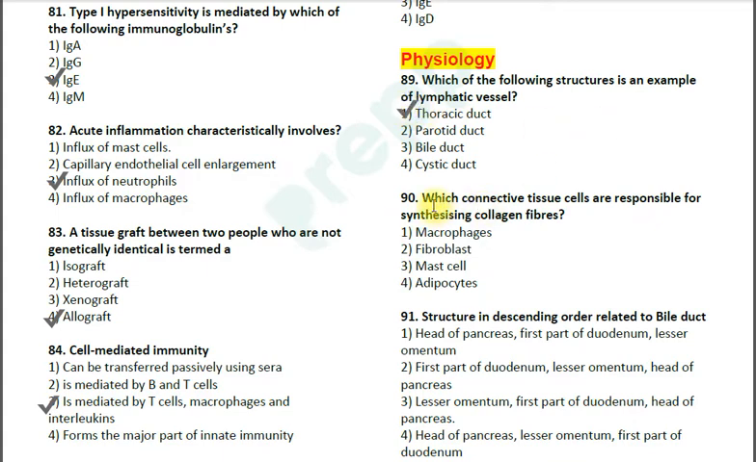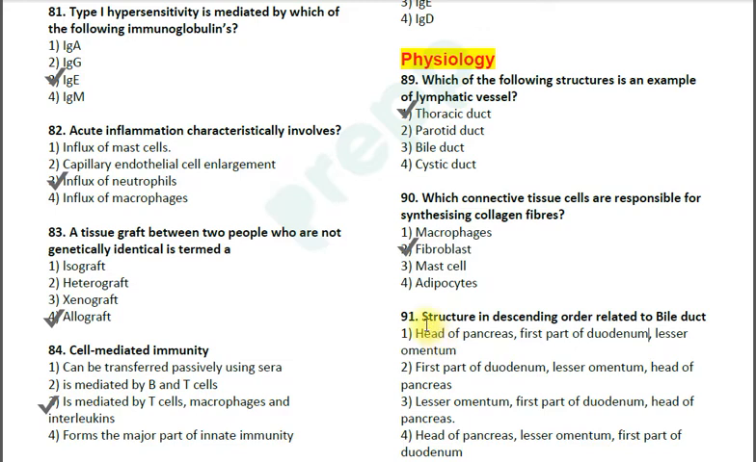Question number 90. Which connective tissue cells are responsible for synthesizing collagen fibers? The options are 1 macrophages, 2 fibroblasts, 3 mast cells, 4 adipocytes. Here the correct answer is option 2, which is the fibroblast.